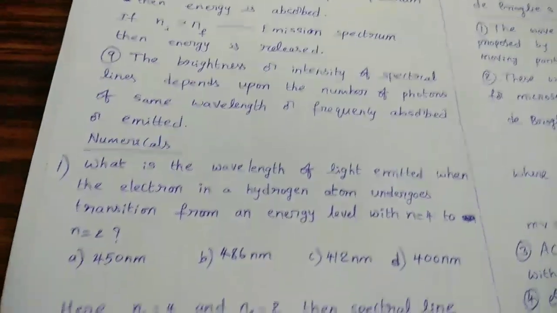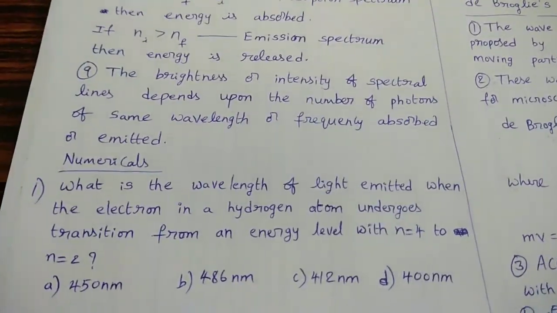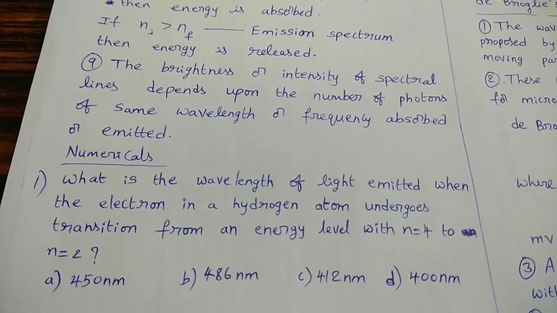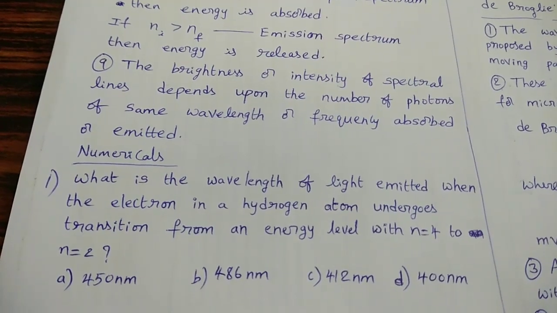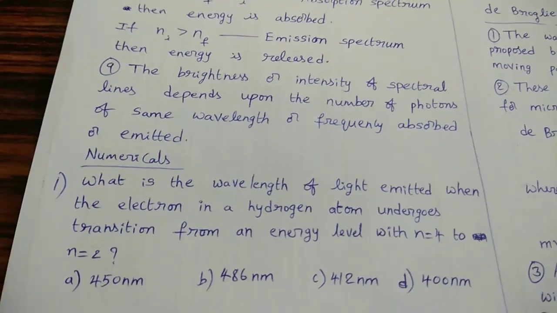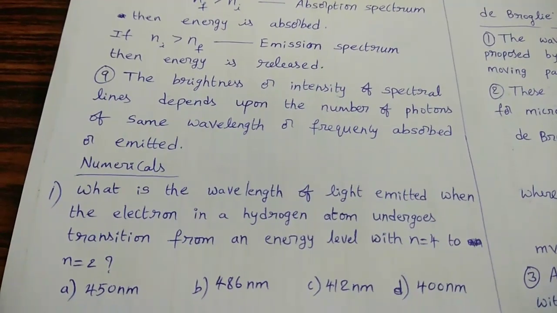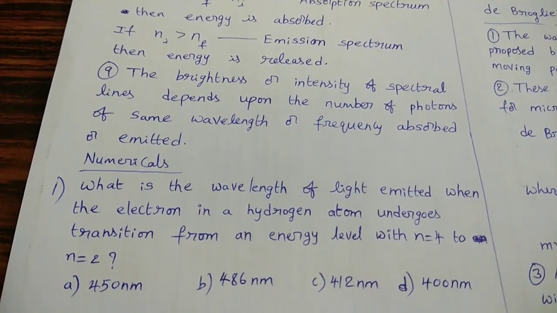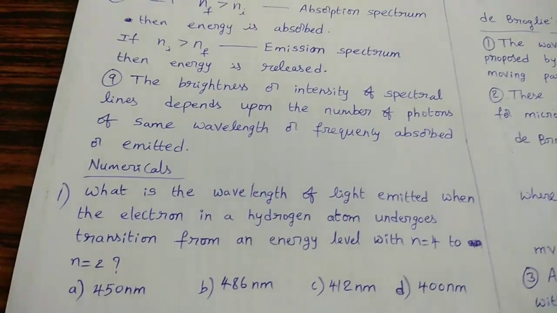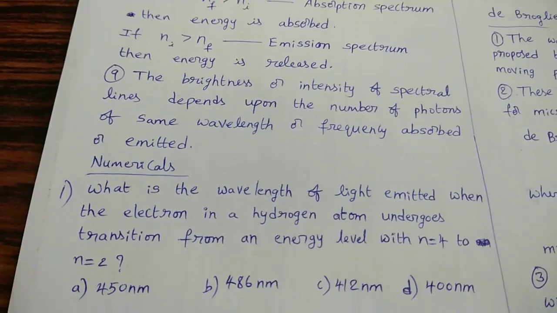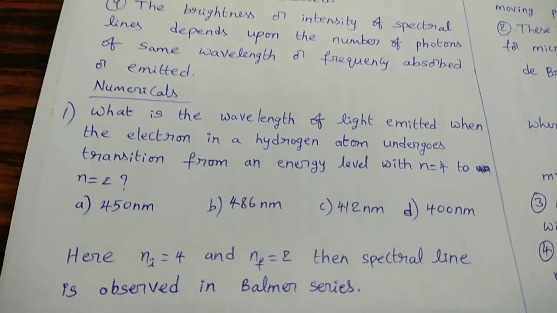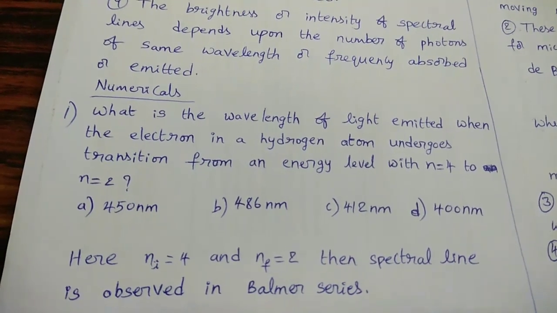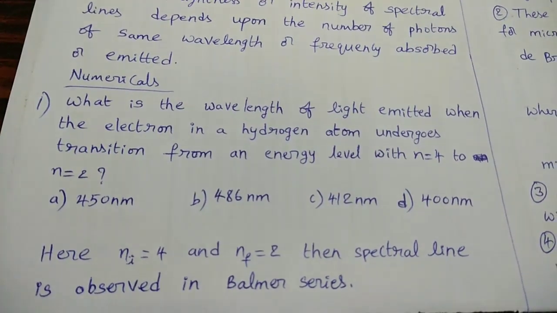Next, see the multiple choice question. What is the wavelength of light emitted when the electron in a hydrogen atom undergoes transition from an energy level with n equal to 4 to n equal to 2? From fourth orbit to second orbit transition takes place, then what is the wavelength of the emitted light? For this, first we have to calculate ΔE, the energy gap. Here n_i is 4, n_f is 2.